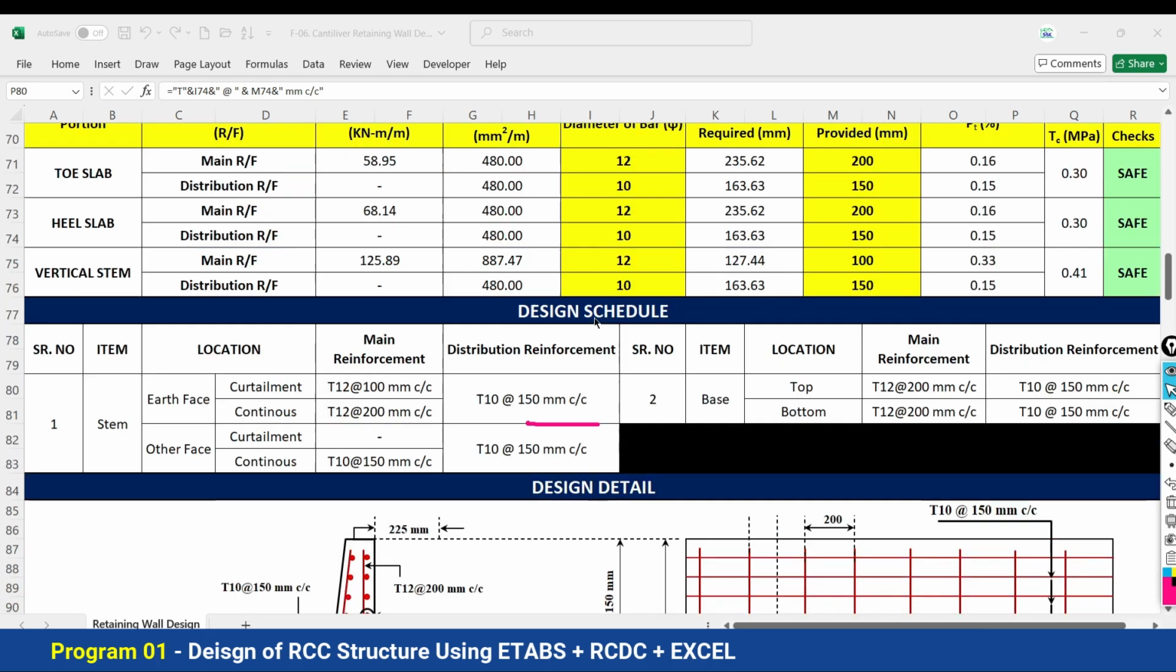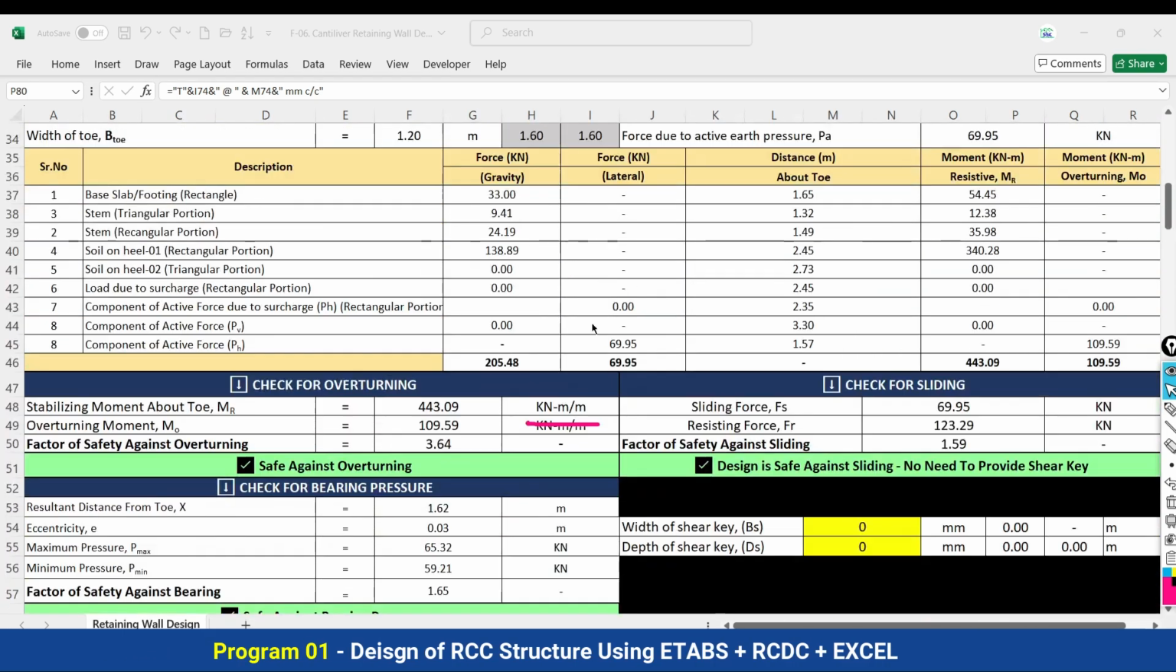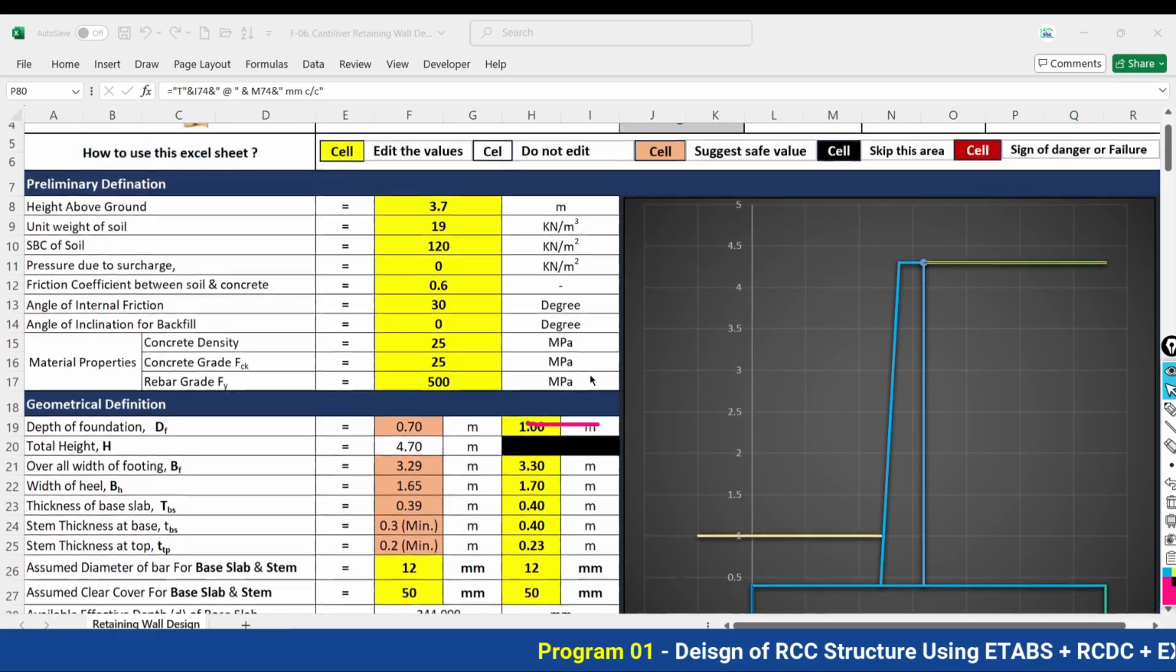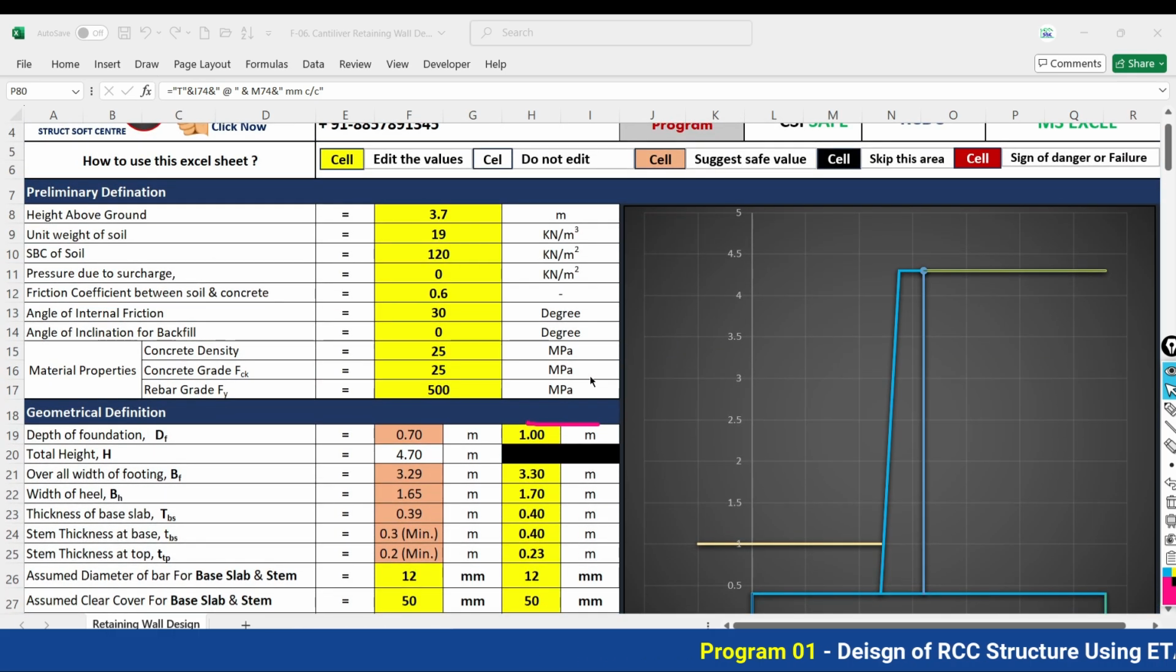So this sheet is capable of doing your complete design in just 3 to 5 minutes only. You don't need to follow the complete manual calculation, which would require 1 to 2 hours.